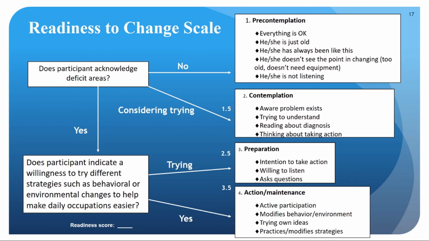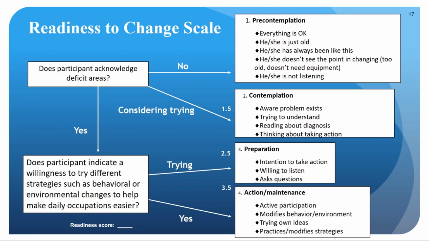Does the participant indicate willingness to try different changes to help make daily life easier? If the answer is trying, that leads to box 3, preparation. If the answer is yes, that leads to box 4, action and maintenance. Keywords in this scale are consider trying, and yes and no.